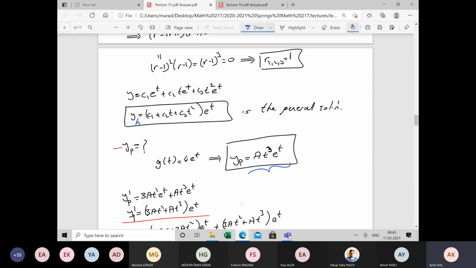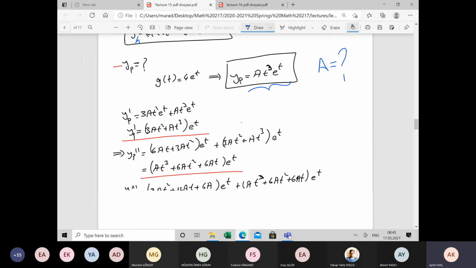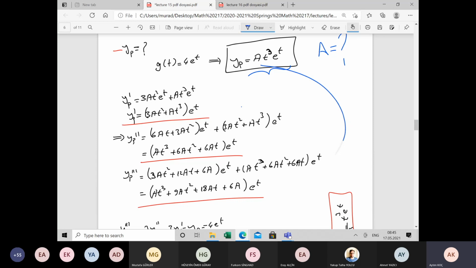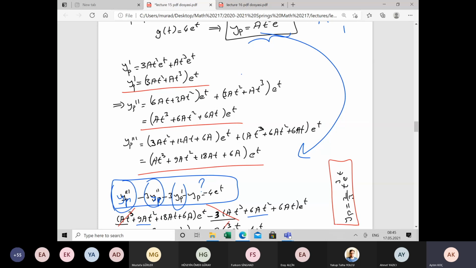Our aim is to find the particular solution, and the next step is to find the value of a. How to find the value of a? We claim that y sub p is the correct form, and a particular solution means a solution of our differential equation, so it satisfies our differential equation. Write y sub p, y sub p prime, y sub p double prime, and so on, and this should equal 4 e to the t, so you have to compute the first derivative, the second derivative, and so on.